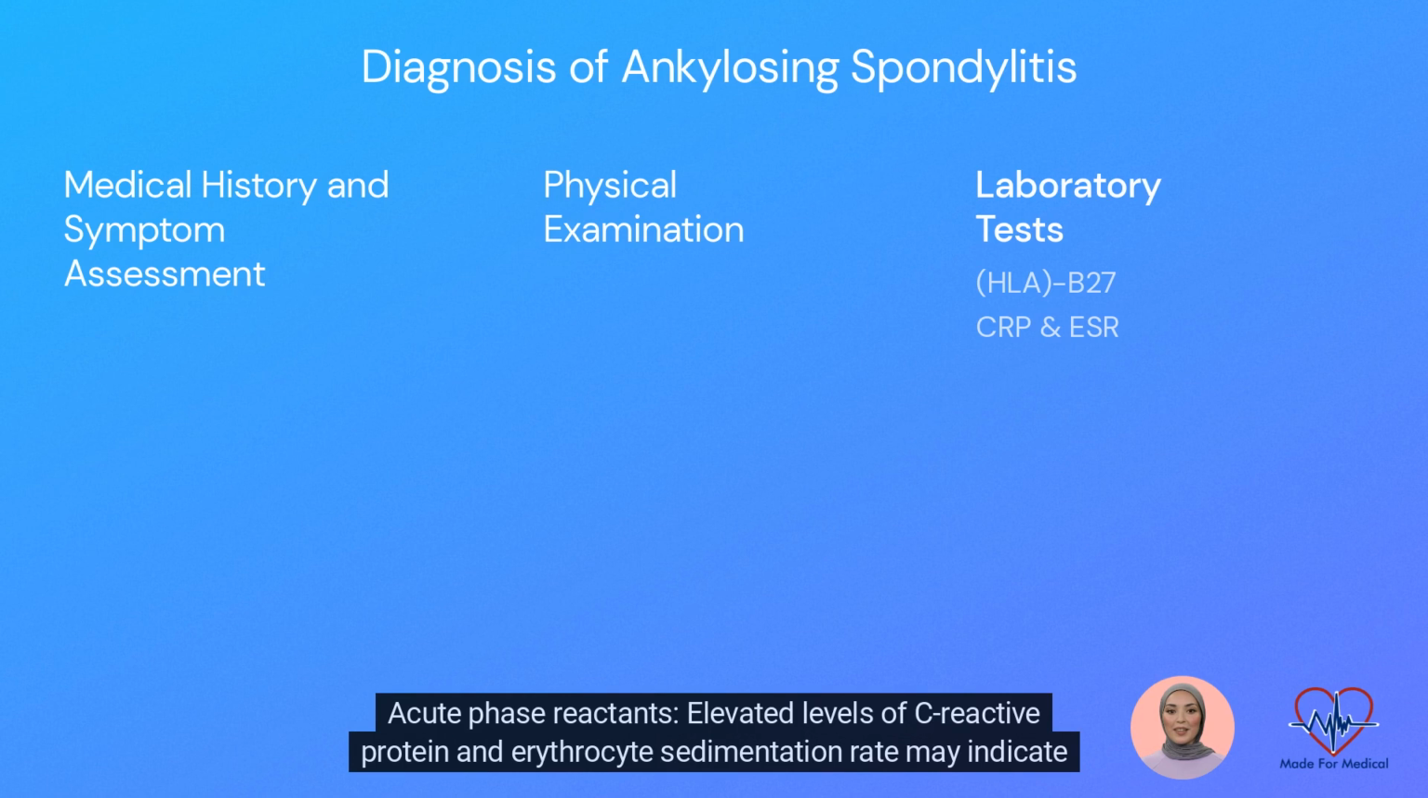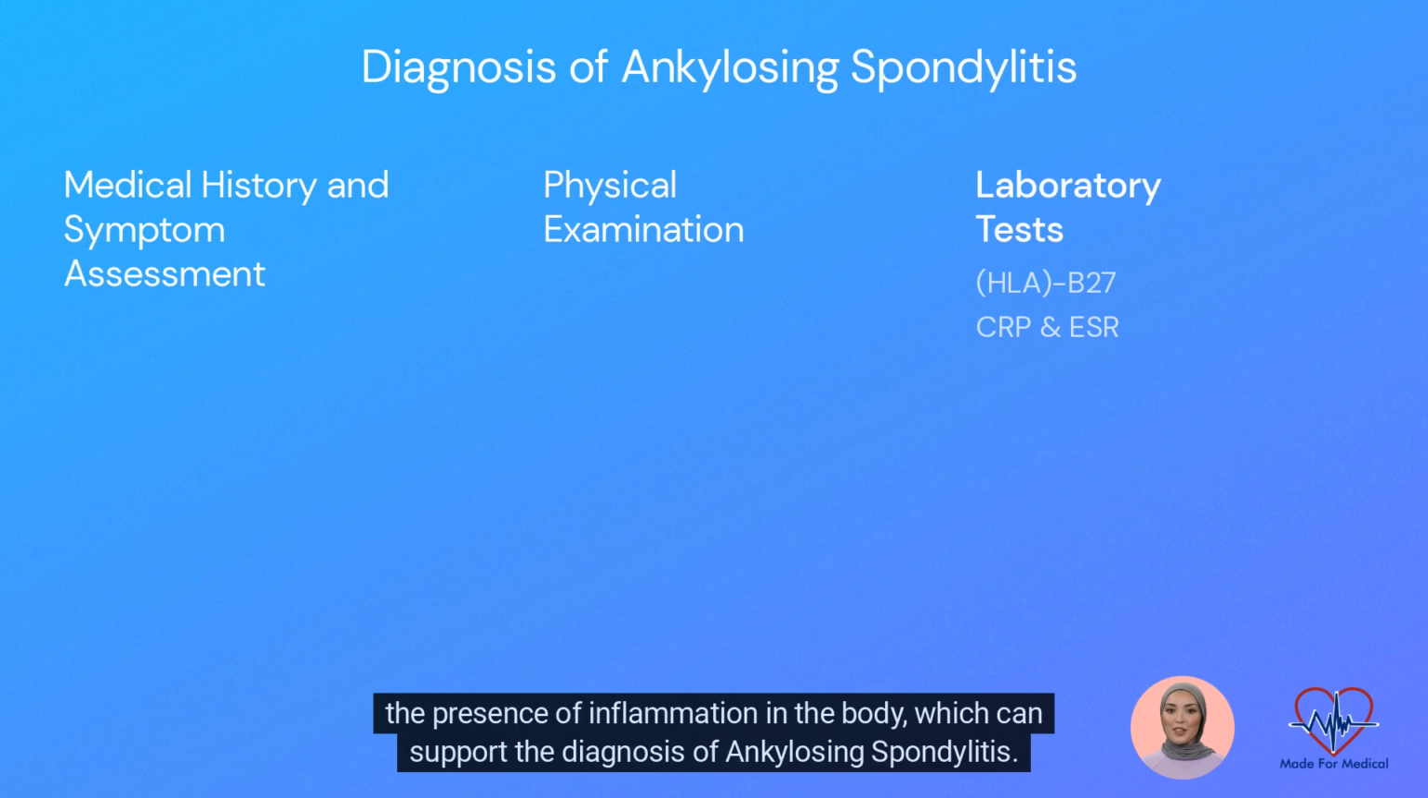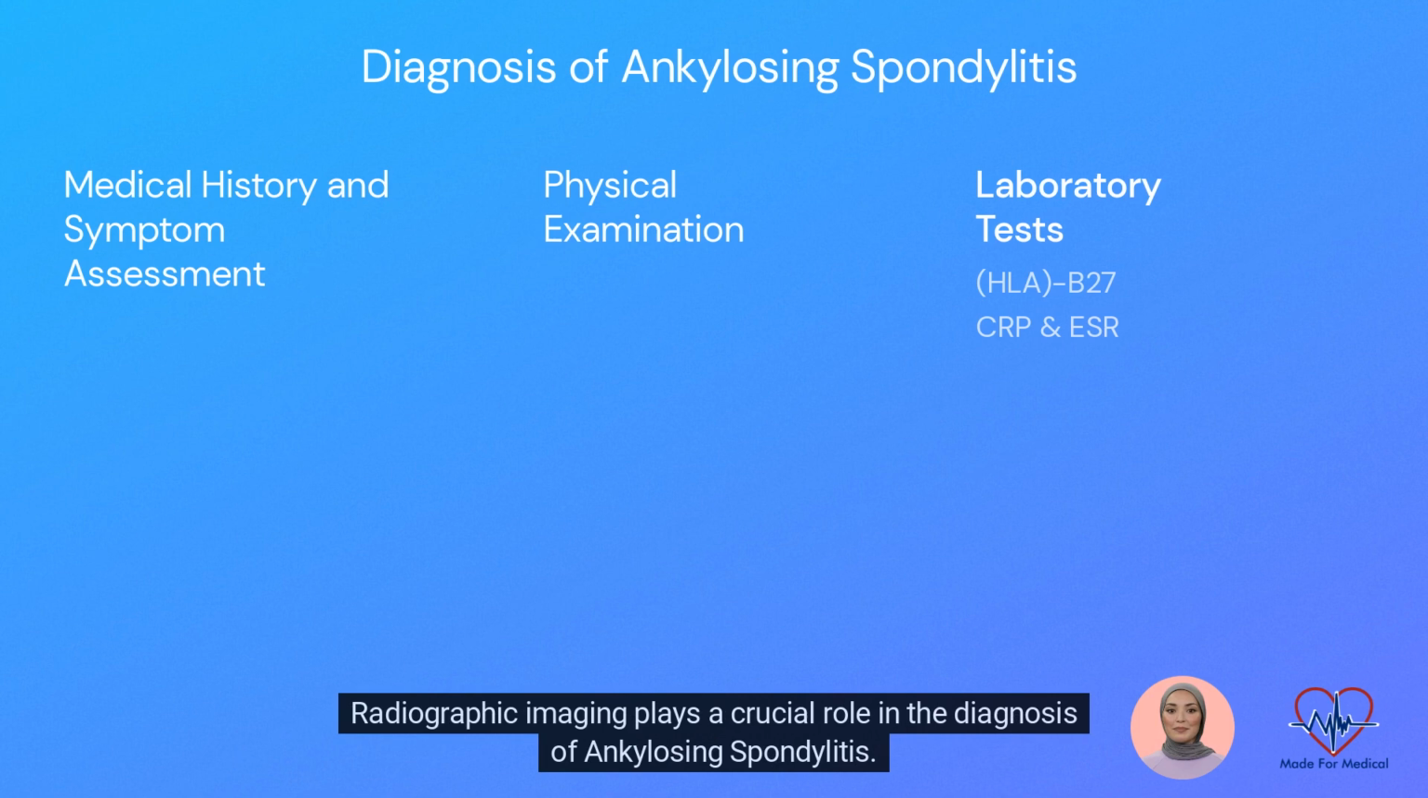Acute phase reactants, elevated levels of C-reactive protein, and erythrocyte sedimentation rate may indicate the presence of inflammation in the body, which can support the diagnosis of ankylosing spondylitis.